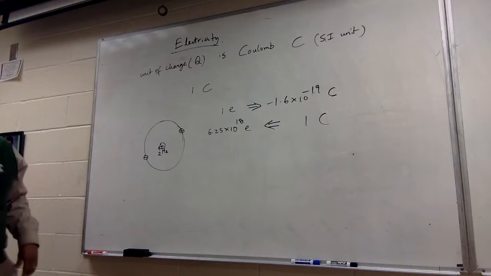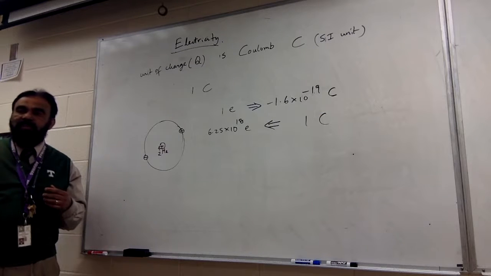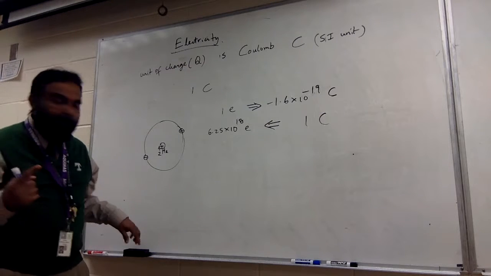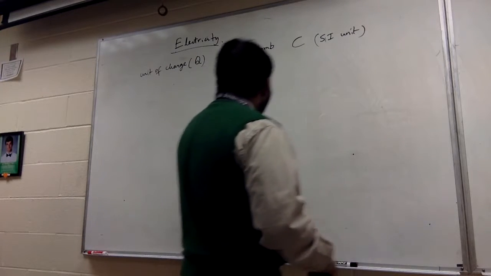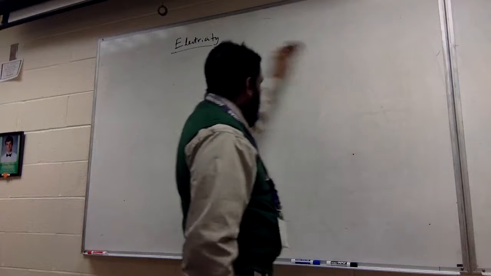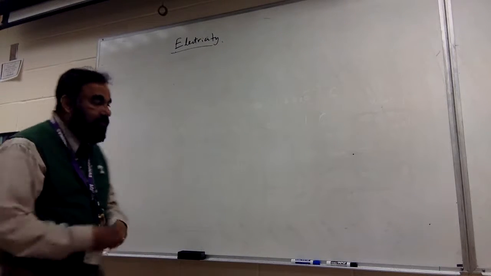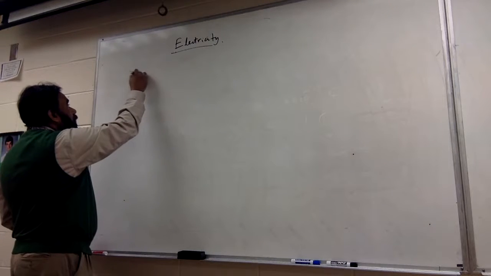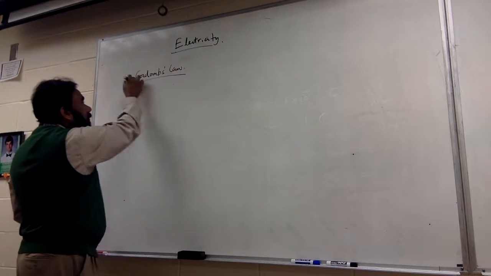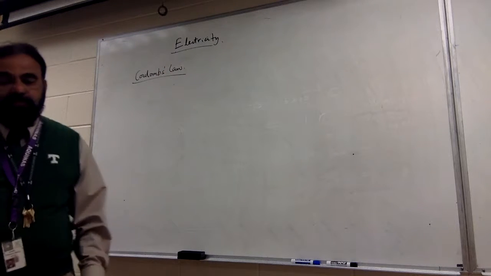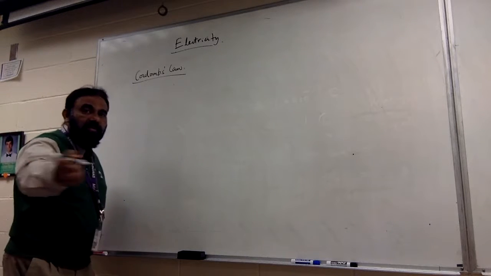So you understand what charging is. When an object loses electrons, it becomes positively charged, and when an object gains electrons, it becomes negatively charged. Now we come up to the law of charges, Coulomb's law. You can write this down.